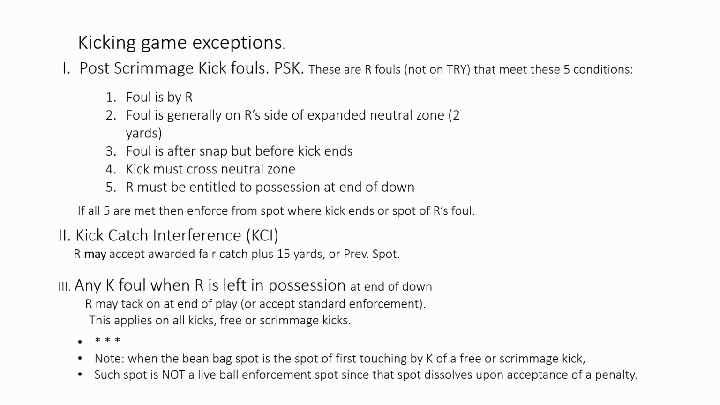A third exception to loose ball play on kicks is any foul by K when R is left in possession at the end of the down. In this case, R may tack on at the end of the play, or they could accept the standard enforcement if they prefer. This applies on all kicks, free or scrimmage kicks. A good example would be an illegal formation in punt formation, and the kick is returned by R for pretty good yardage. They're going to want that return, but they're also going to get the 5-yard penalty tacked on. In other cases where it's a good deep kick and they don't get a good return, they may prefer to go back with the previous spot enforcement and then have them hopefully re-kick.